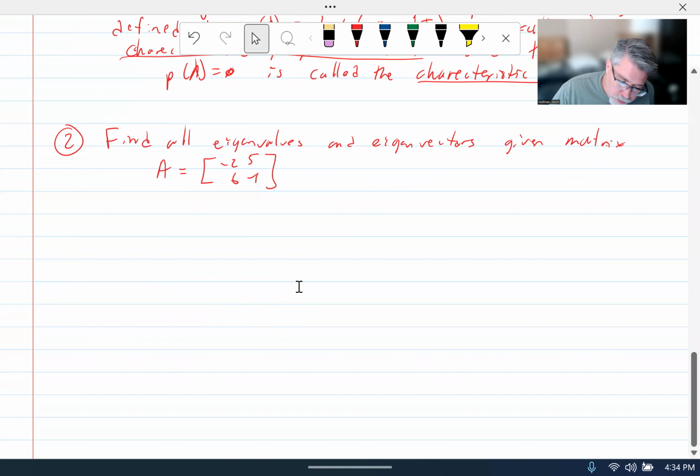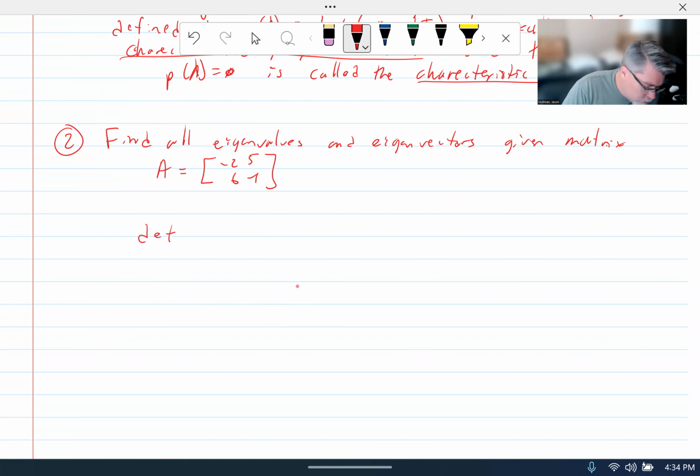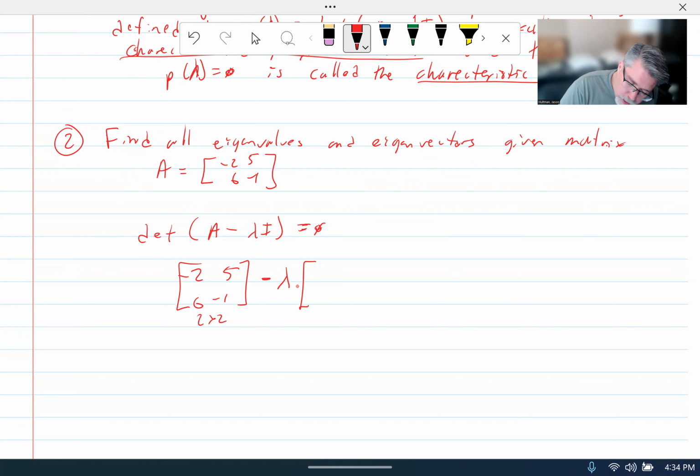Okay, so let's do this. What are we gonna do? We're gonna find the determinant. We're gonna find when is the determinant of A minus lambda I equal to 0. So we're gonna go -2, 5, 6, -1 minus lambda times I. This is I2 because it's a 2 by 2, and this is 1, 0, 0, 1. That's I2. And I want to take the determinant of that and set it equal to 0.